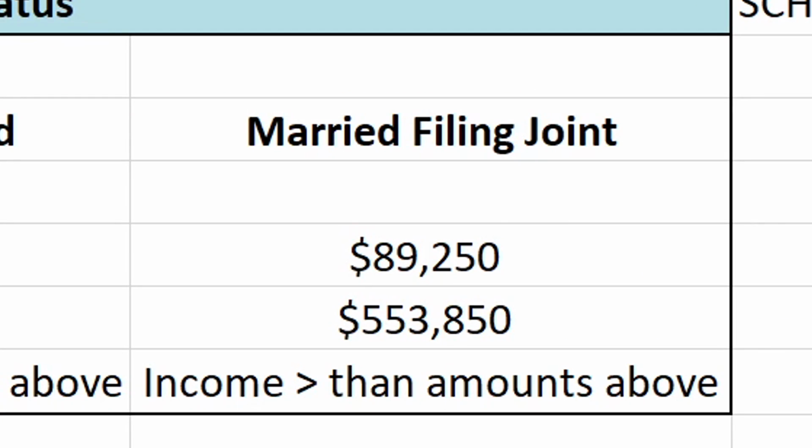If you're married filing joint, believe it or not, you can make close to $90,000 and still pay zero in tax on that type of income. It's quite nice. Talking about the standard deduction. Now, this is an automatic deduction that every single taxpayer gets.